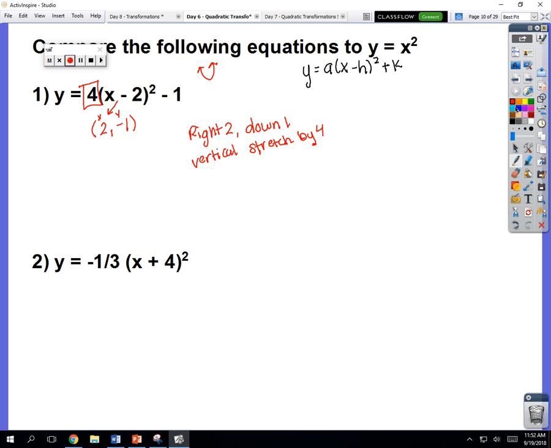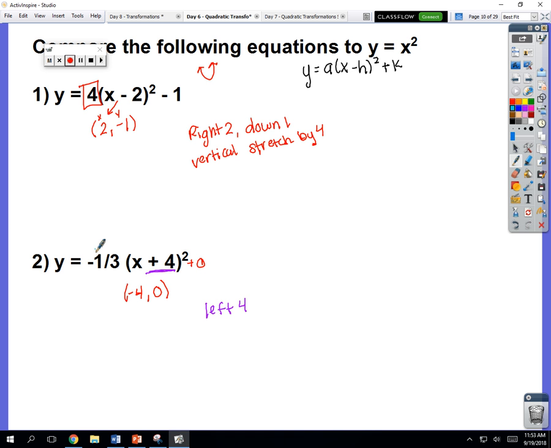The bottom one, the vertex, would be -4, because it's the opposite for my x value, and my y value would be 0, because there's nothing back here, so it would just be 0. That's the vertex. So according to the vertex, this has been shifted to the left 4. It hasn't gone up or down any. This is 0, so it's nothing in the up or down.